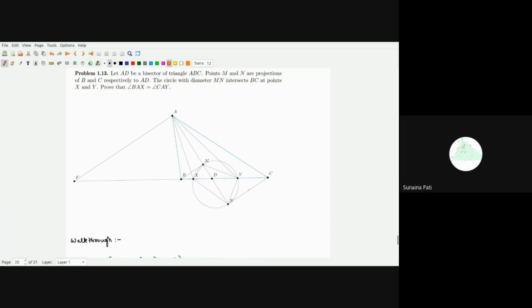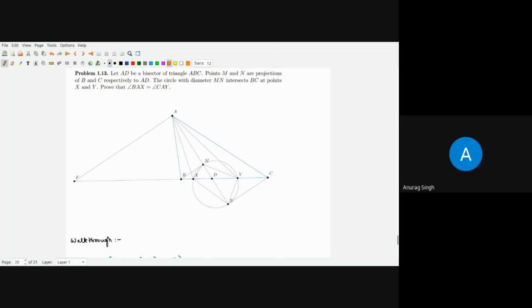So we get similarity. Wait, hold on. What do we get? Anurag, I'm not getting that last thing. I try to project B to M and Y to N, so through the point at infinity we get ADMN as harmonic. And you have an MN thing.